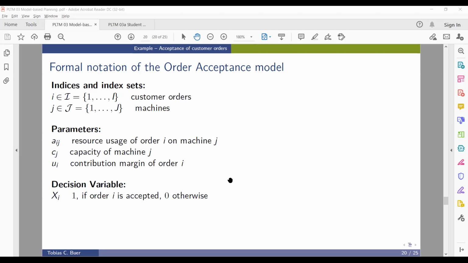So the model that I'm going to present to you here is able to accept more than one order. But this is a modeling decision that the manager who tries to solve this problem has to make. What is the most appropriate decision? What is the most appropriate way to model this problem?